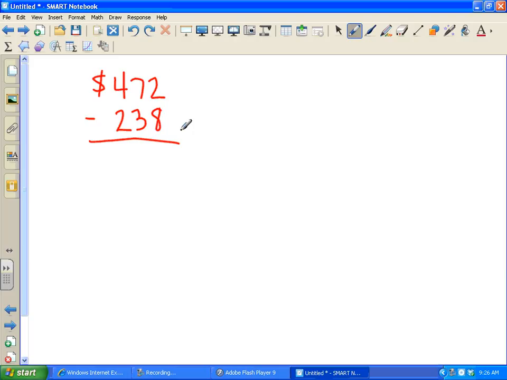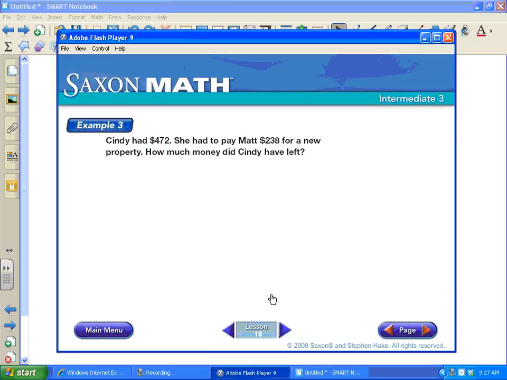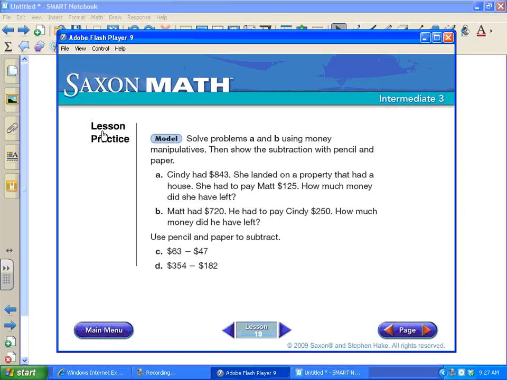Can we do that? No. We go to the very next door neighbor and say, Mr. 7, can I borrow one from you? And he says, sure, I'll become a 6. You take 7 and 1 less is 6. The 2 gets to turn into a 12 because we know that he really gave 10 ones. There were 2 ones, now there are 12 ones. 12 take away 8. 4. Good job. 6 take away 3. 4 take away 2. Final answer, $234. Okay? Now let's move on to the lesson practice.